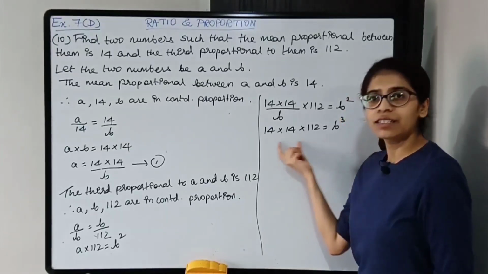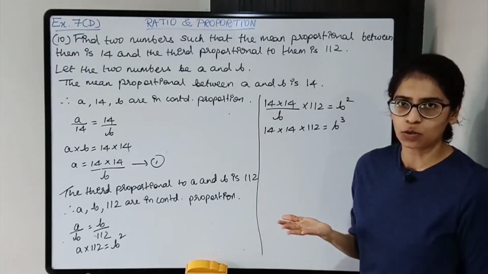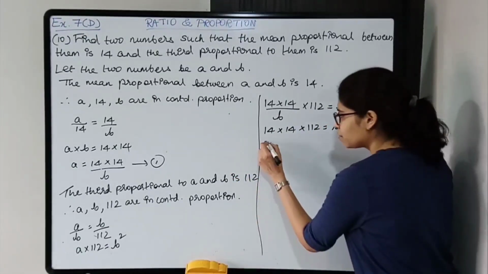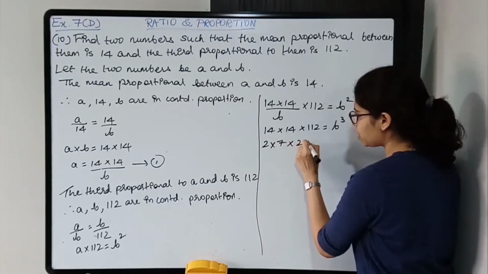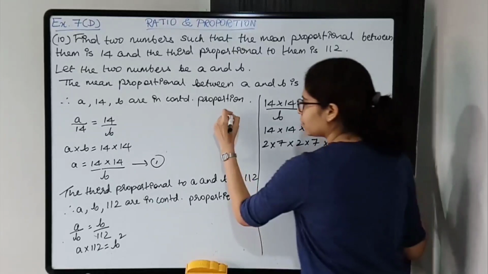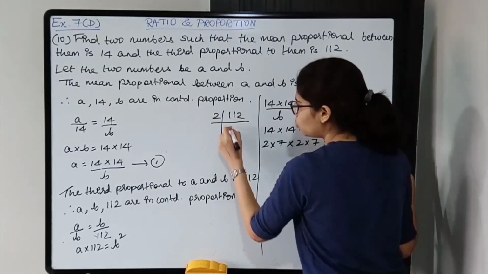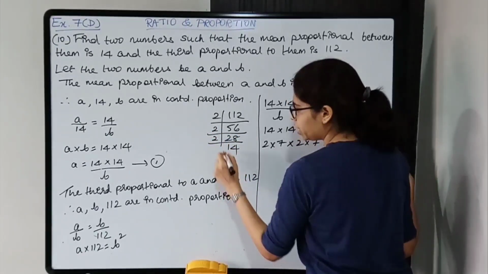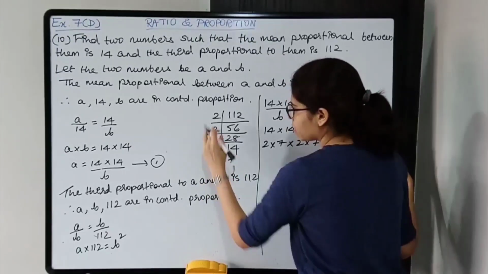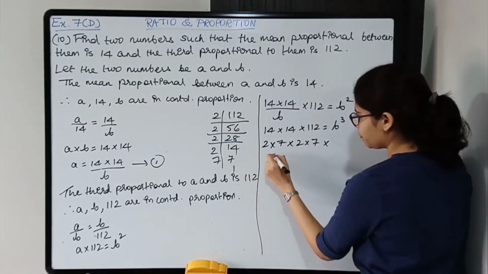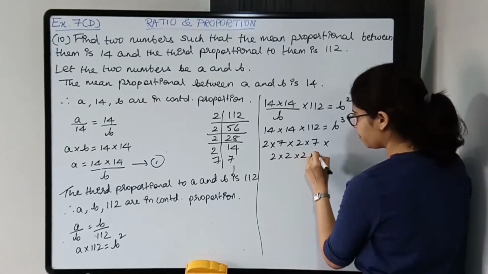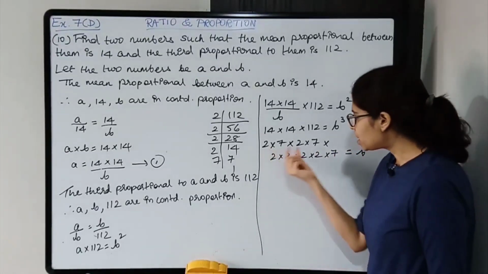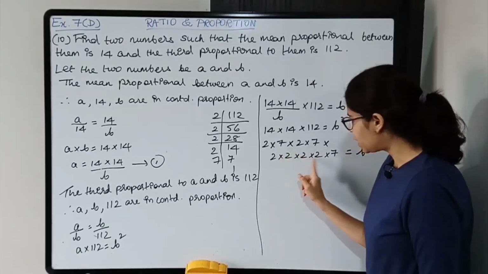So don't multiply this, instead factorize. Express in the form of prime factors. 14 you can do mentally: 14 is 2 into 7, so it will be 2 into 7. This also 2 into 7. 112, factorize that. 2 fives are 10, 2 sixes are 12, 2 twenty-eights are 56, 2 fourteens are 28, 2 sevens are 14, 7 ones are 7. So it will be four 2s and a 7. So four 2s and a 7 equal to b cube. Now what will you do? Group the same numbers together. So 1, 2, 3, 4, 5, 6. There are six 2s.